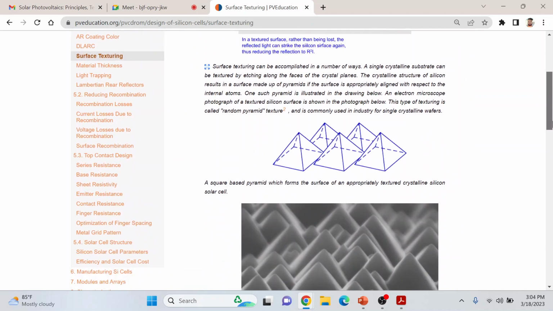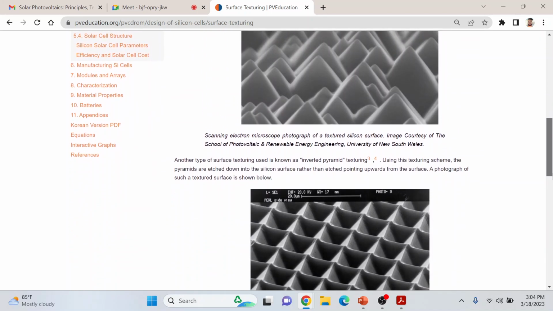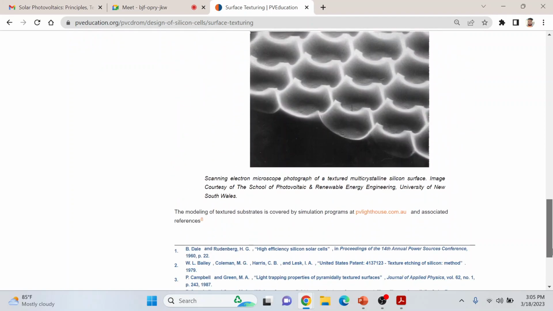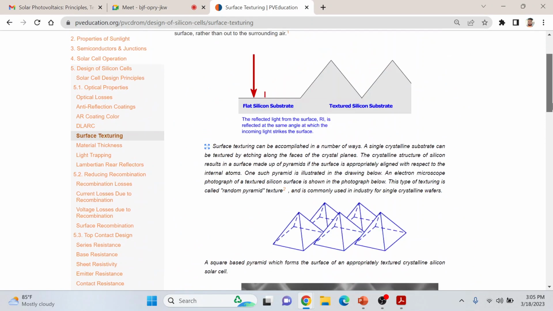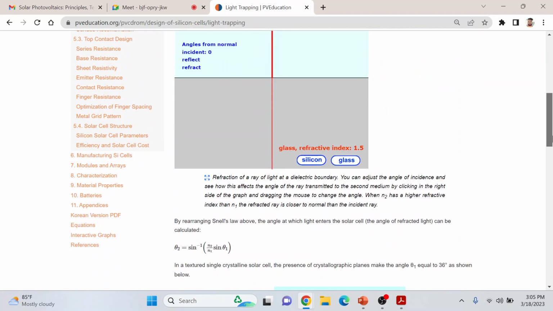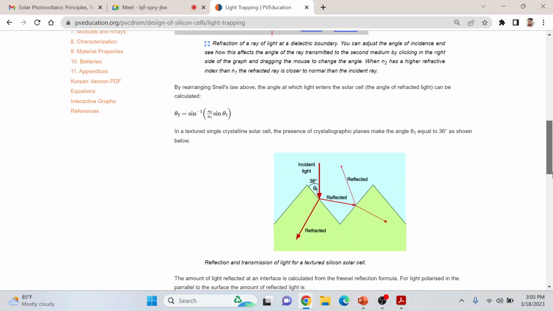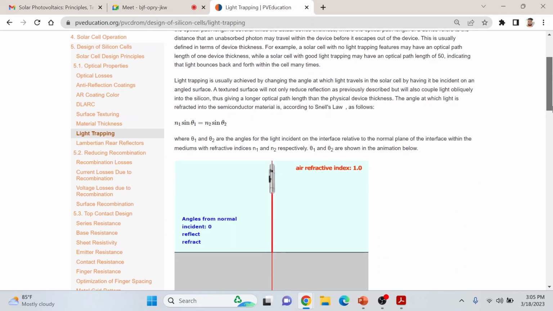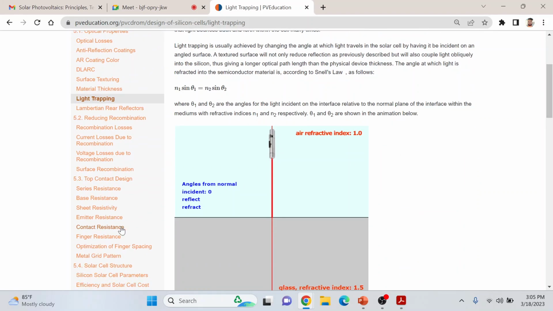So we have to take care while making the film how to do the texturing. And these are the SEM images of the textured multicrystalline silicon surfaces for the solar cell. Then the material thickness and the light trapping, as I have already said. We can see the light trapping, and also all other things. Now, what are the other reducing recombination losses?